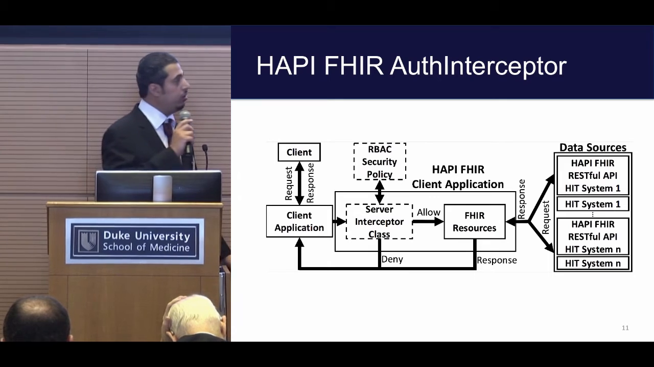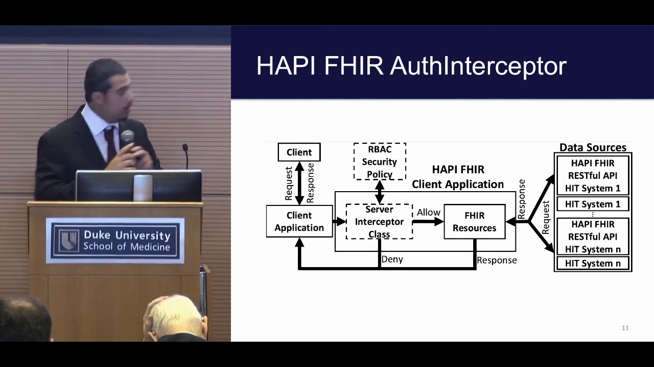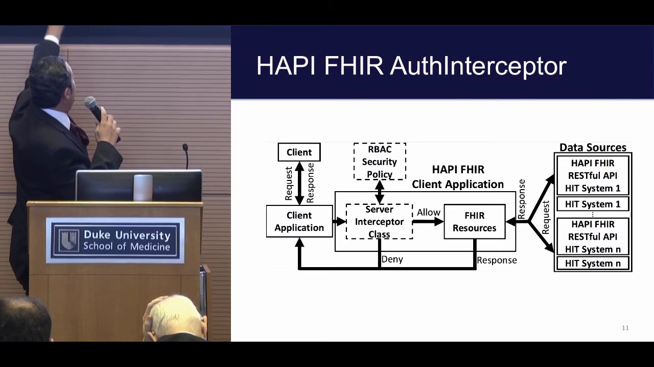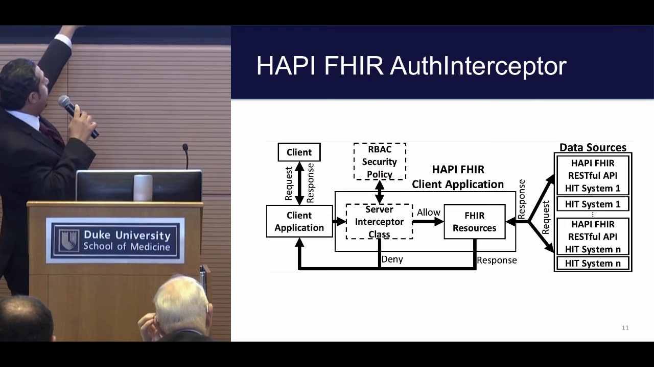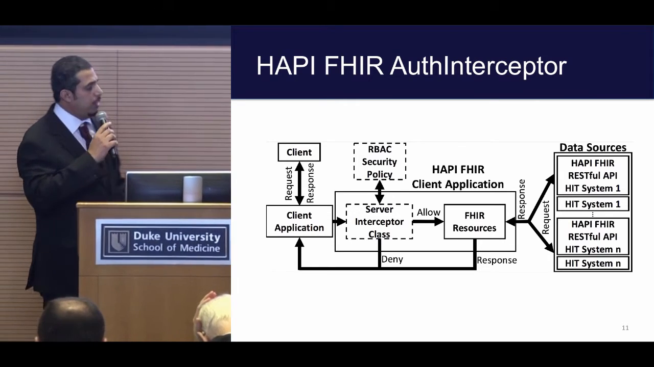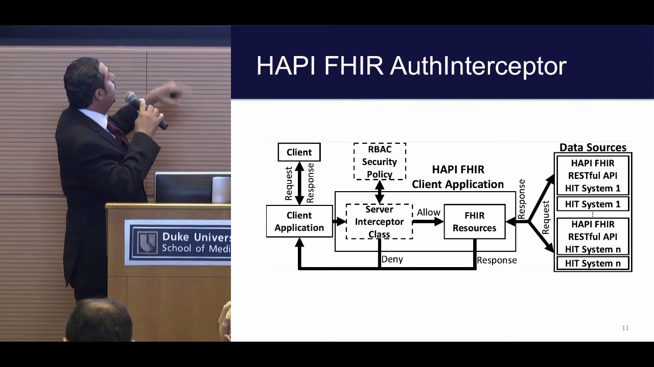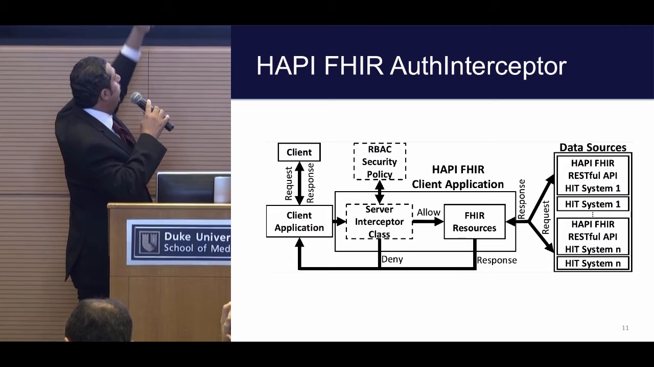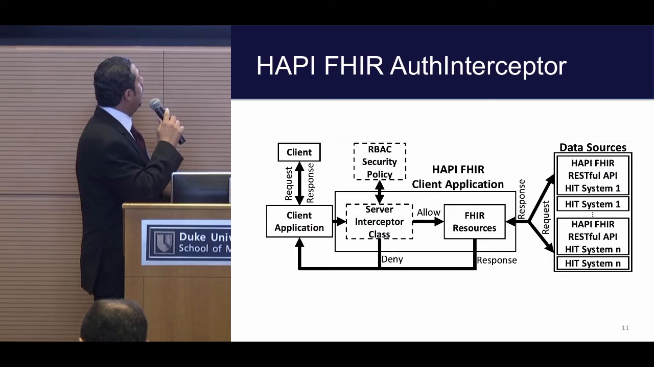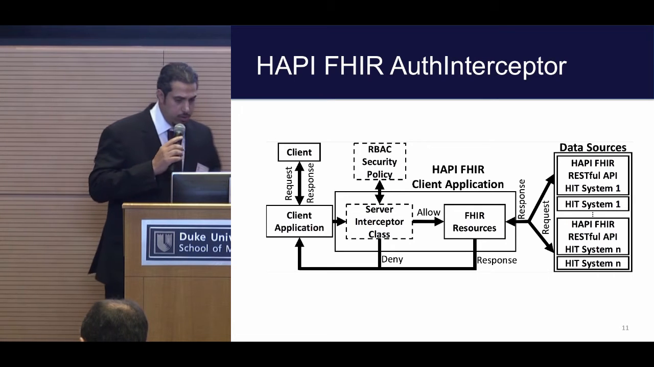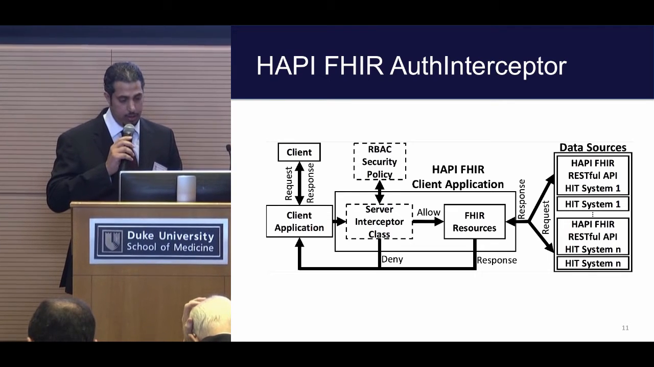So this is a general architecture of the solution. Basically, the application on this side tries to access a FHIR resource, for example, patient, and the interceptor is in between them, so we intercept any requests. We bring the RBAC policy, then we apply it to the resource simply. So it will allow or deny this request.